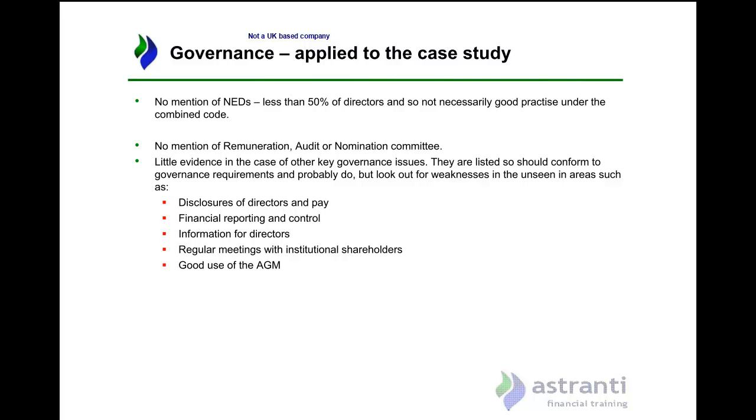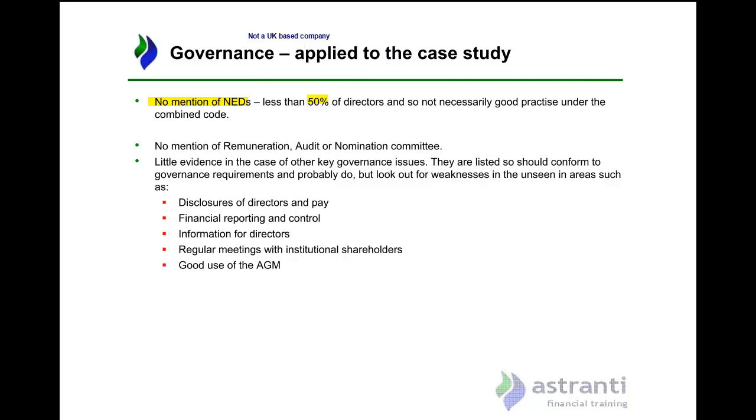Now, we weren't really given much information about the structure of the organisation, about the board of the organisation, or the ownership of the organisation, but a few things that we can take from it was there was no mention of non-executive directors. Now, ideally, under the corporate code of governance, there should be half non-executive directors. Ideally, you should have a board of 12.